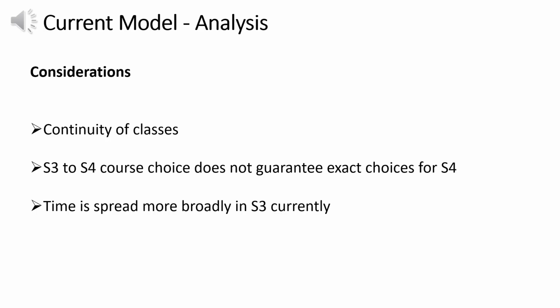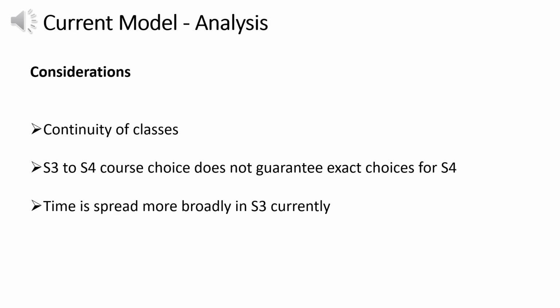Whilst the current model has given us a good foundation from which to build in S3 and S4, there are some inefficiencies that we have to consider. One of these is continuity of classes. By having a course choice point between S3 and S4 currently, young people are not guaranteed to be in the same class moving from S3 into S4. So for example, if a young person studies physics in S3 and they continue to study physics in S4, they may have a different teacher and they may also have different young people who are in the class with them.